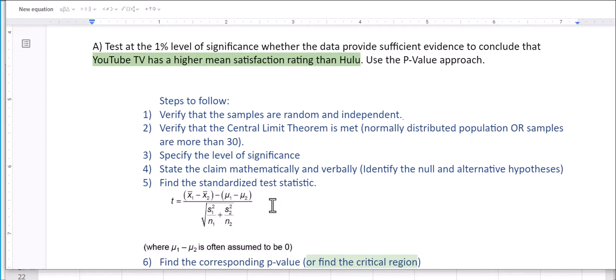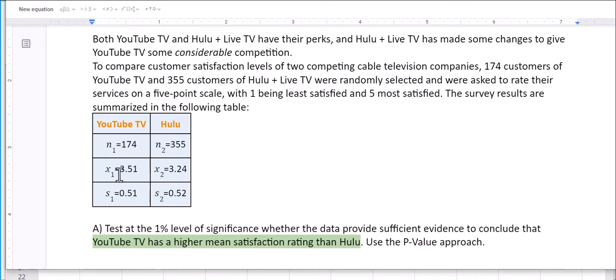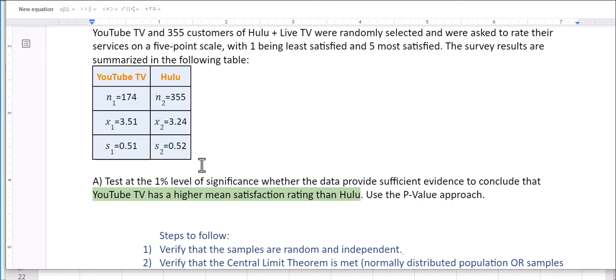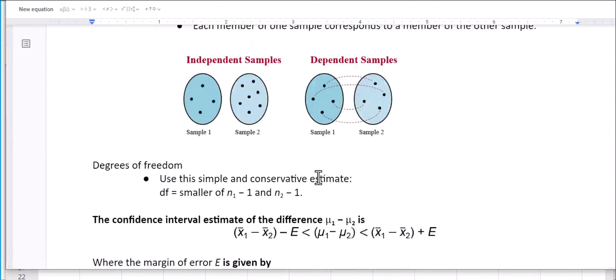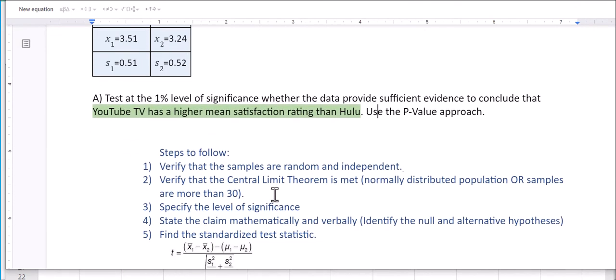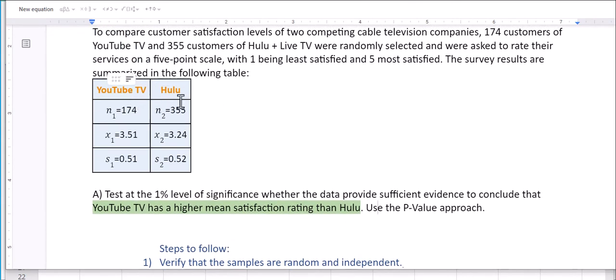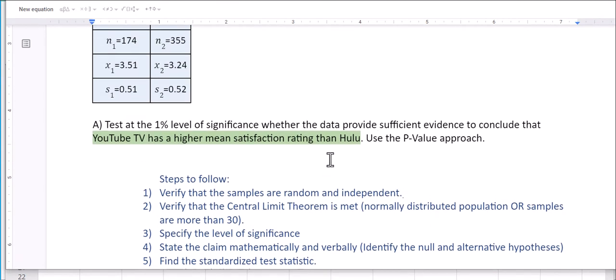So the steps to follow, as we did before: verify that the samples are random and independent, verify that the central limit theorem is met. In this case, we want normally distributed populations or samples larger than 30. And in our case, the sample sizes here are 174 and 355, definitely more than 30. So that one is check. Are they independent? Right, independent, let's go back to here. We want them to look like that. And yes, because we have YouTube TV subscribers, and then Hulu subscribers. And so we can say they are independent.